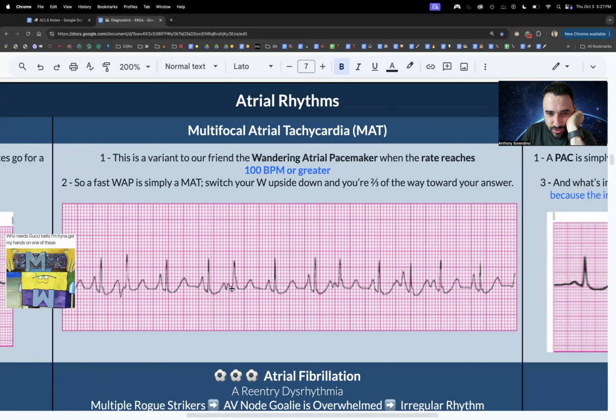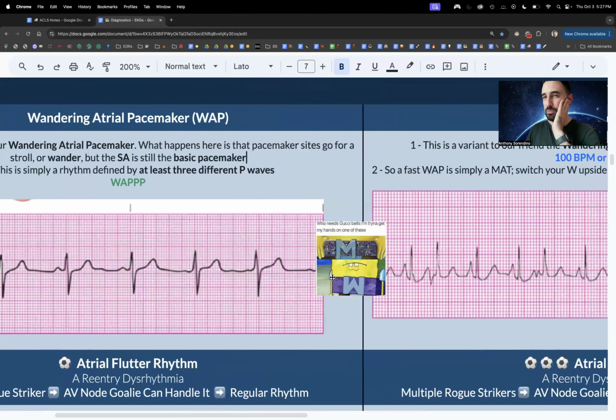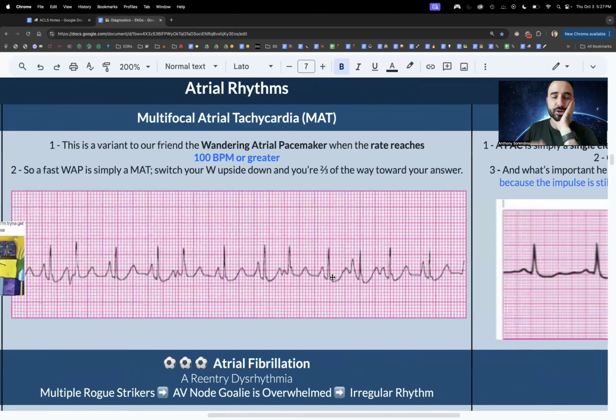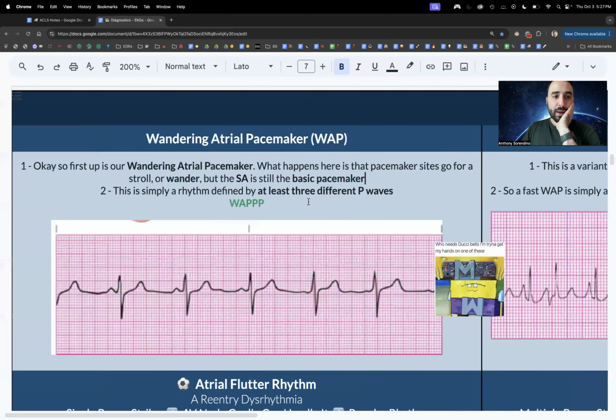Okay, there's one there. It's really close to the T. Okay, there's definitely P waves. It's not like AFib or anything. But yeah, they're all very, very different. So this is multifocal atrial tachycardia, and you just have to make sure you're at a rate of 100 or greater to distinguish between the two. I don't think you'll ever have both as an option, but just know one is a little slower and one's a little faster. And the pathophysiology here is just a rogue pacemaker site in the atria. So it's still sending to the AV node. It's still contracting the heart the way that it's intended.